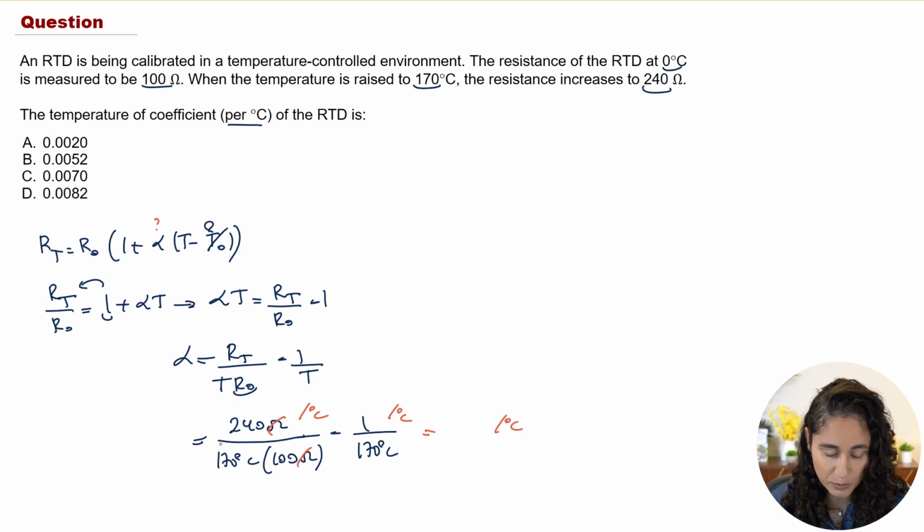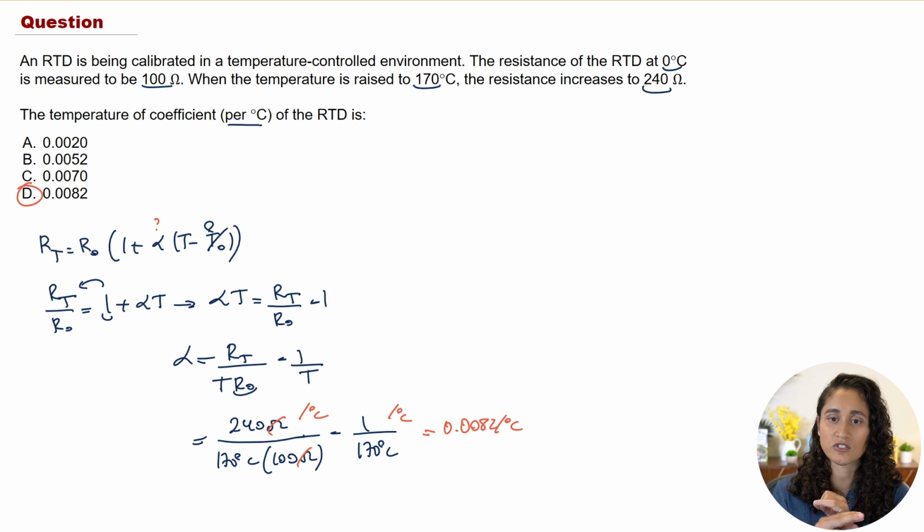So now if you plug these numbers in your calculator, you're going to get about 0.0082. If we take a look at the multiple choice, the answer is going to be D. And so this is, guys, how we determine the temperature coefficient. It's a pretty easy, straightforward problem.